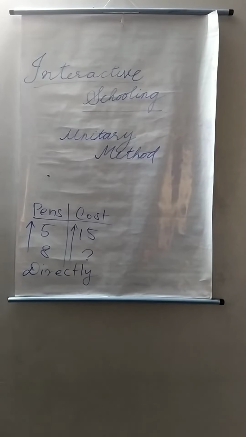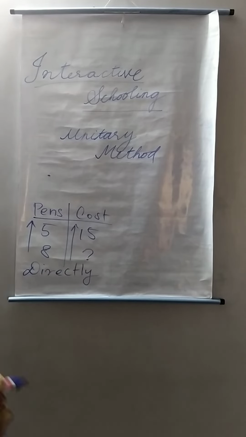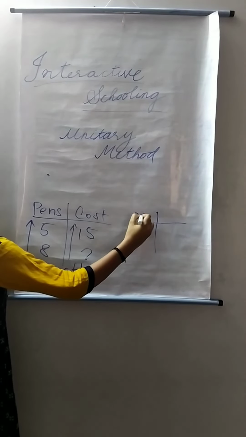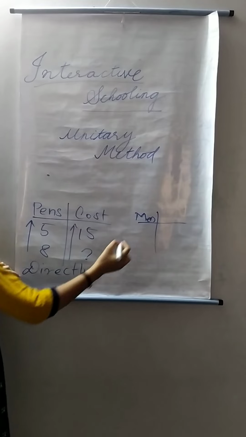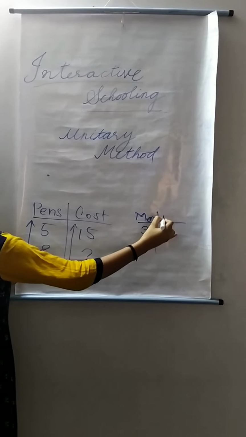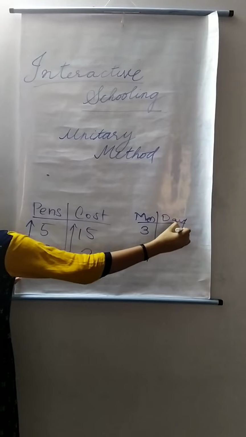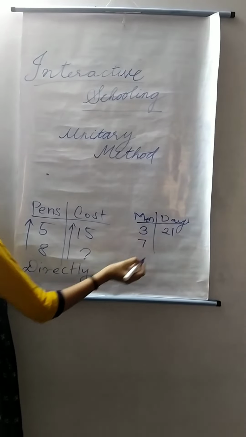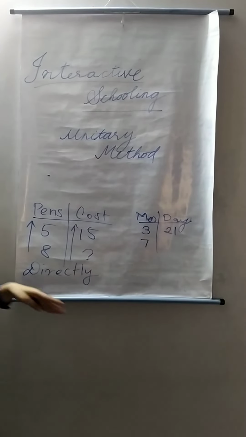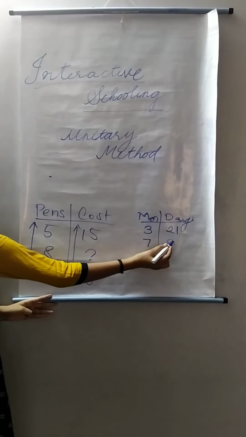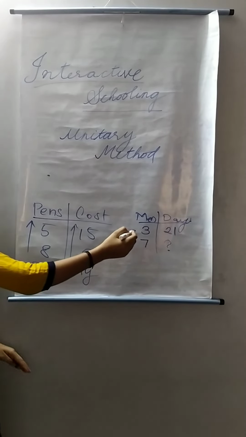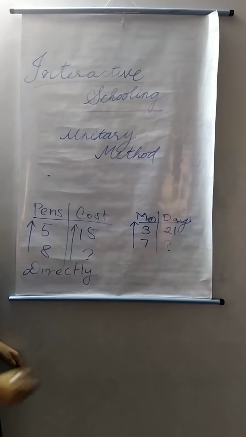What's the indirect method? The indirect method is, let's say, some men are building a wall. So 3 men are building a wall in 21 days. So if 4 more men come, that is if 7 men work together, in how many days will they complete building the wall? Here the number of men have increased.